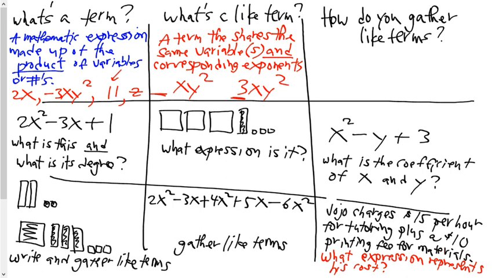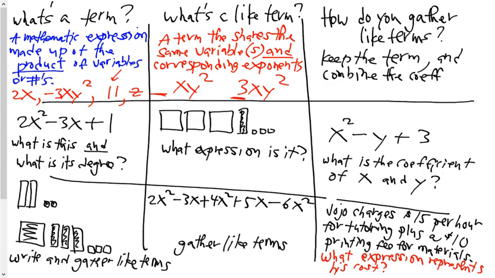And actually, that segues very well into our next question, which says, how do you gather like terms? You keep the term itself, not the coefficient, but the term, and combine the coefficients. So in the second example, xy squared and 3xy squared, if I kept the term xy squared and combined the coefficients, I would be able to gather those two like terms to end up with 4xy squared. I know my y looks like an x. And combine the coefficients.